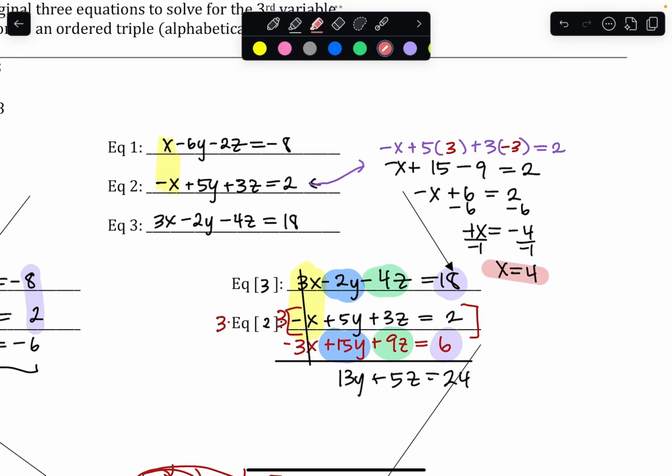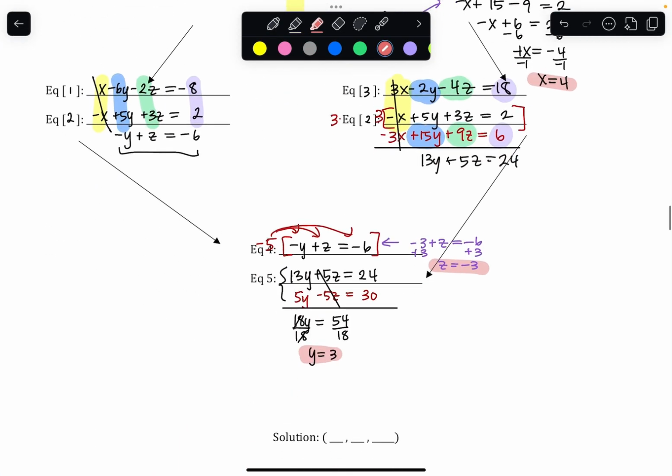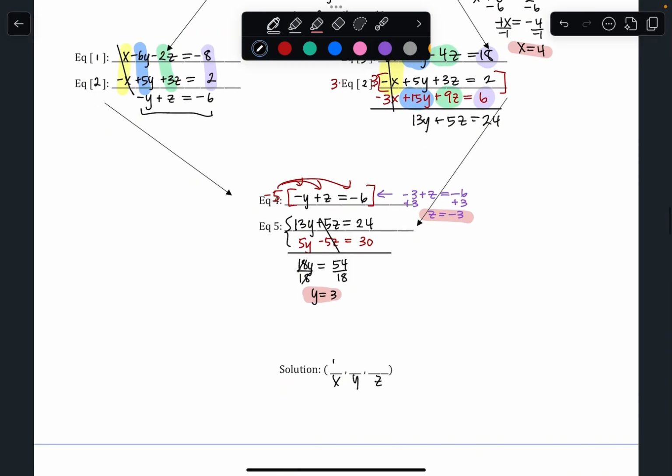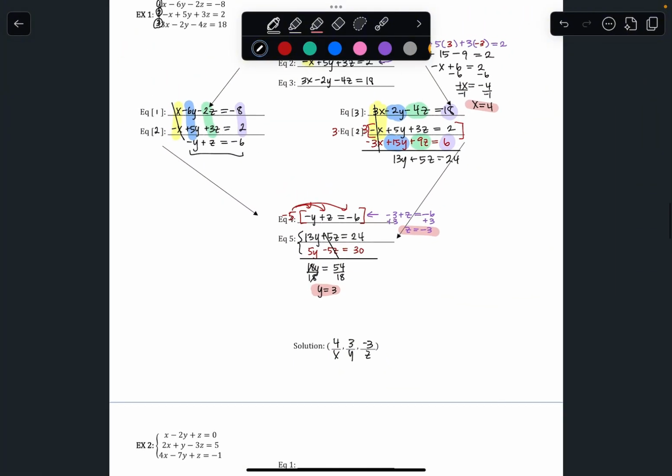And so your last step, once you have all 3 variables, is to write them in alphabetical order. So x, y, z. And so x was 4, y is 3, and z is negative 3.